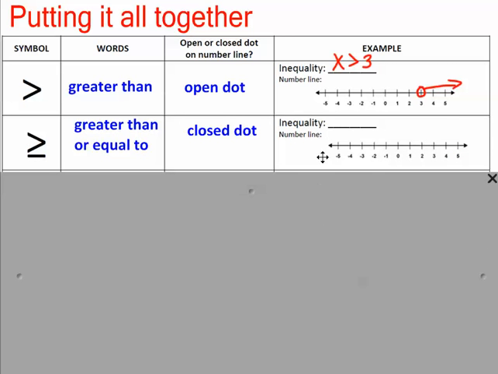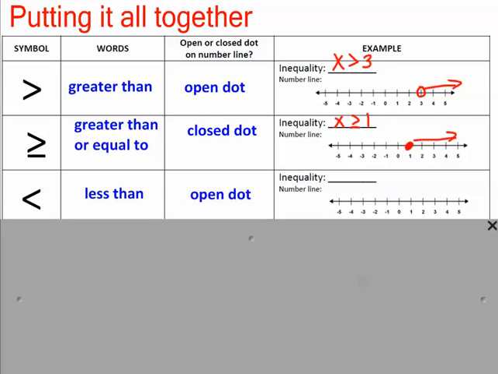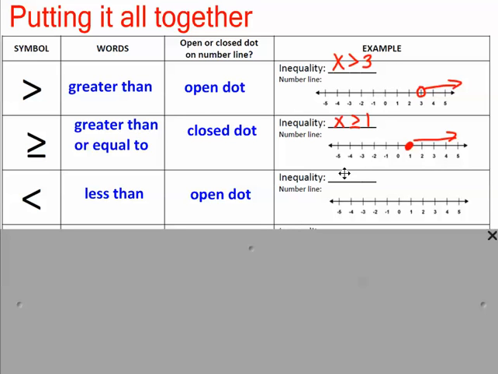So greater than or equal to, let's say x is greater than or equal to 1. So that means it includes 1. So I'm going to go to 1 and have a closed circle, because it includes 1 and it's everything greater. All right, now less than. Let's say x is less than 4. So it does not include 4, so I'm going to put an open circle at 4, and then it's everything less than 4.